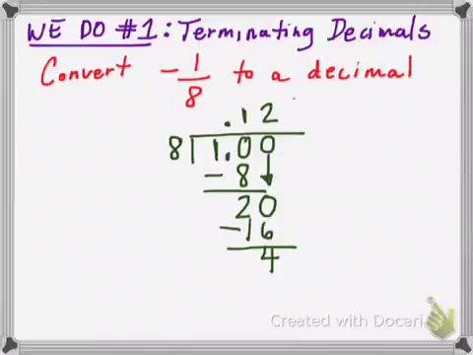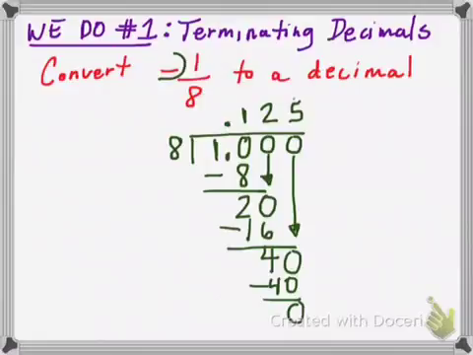8 can't go into 4, so I add another 0 and then bring that down. So now I know that 8 can go into 40 5 whole times. 5 times 8 is 40, and I subtract, and I have a remainder of 0. So here this decimal ends, and since, remember, it was negative to begin with, our answer as a decimal is going to be negative. So our final answer, negative 1/8 as a decimal, is negative 125 thousandths. So again, we just divide.